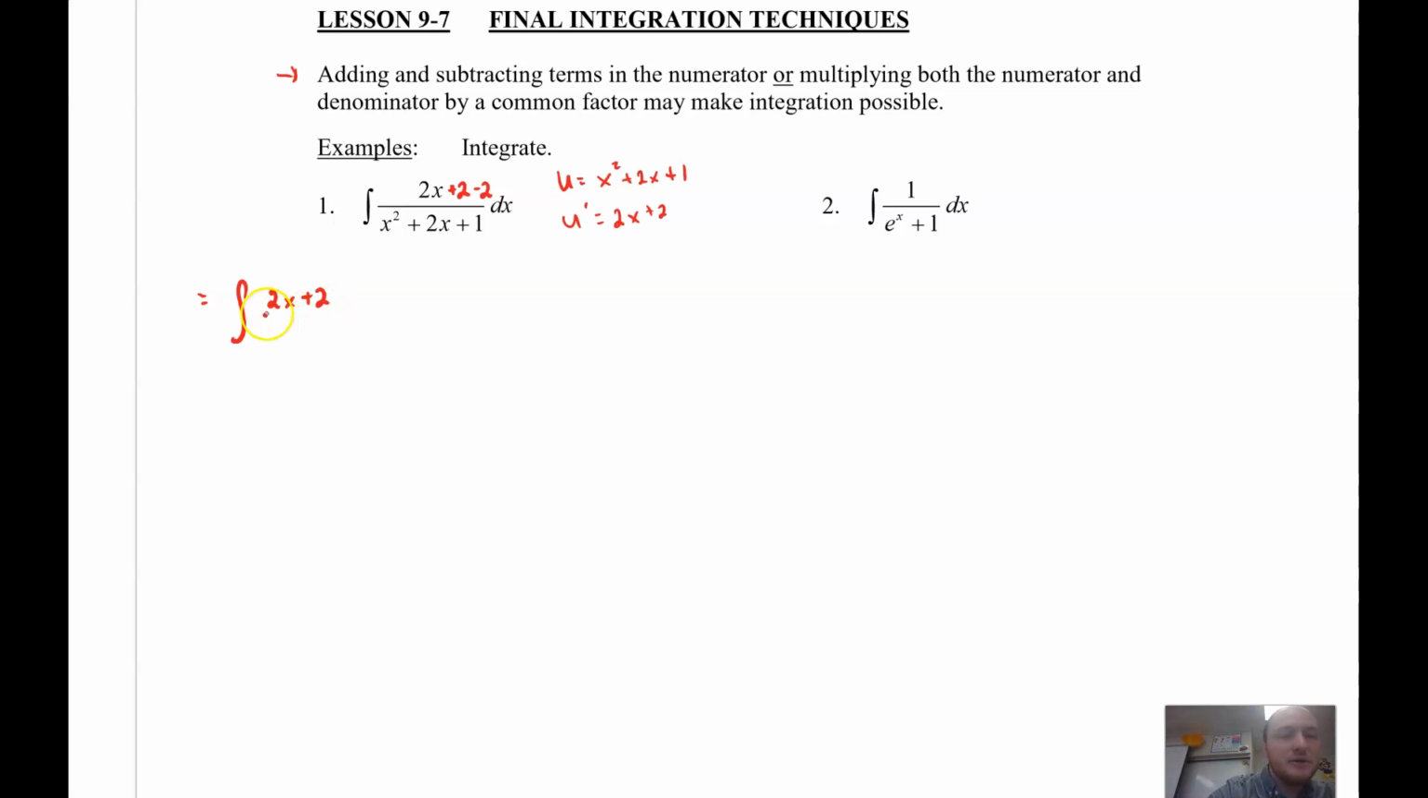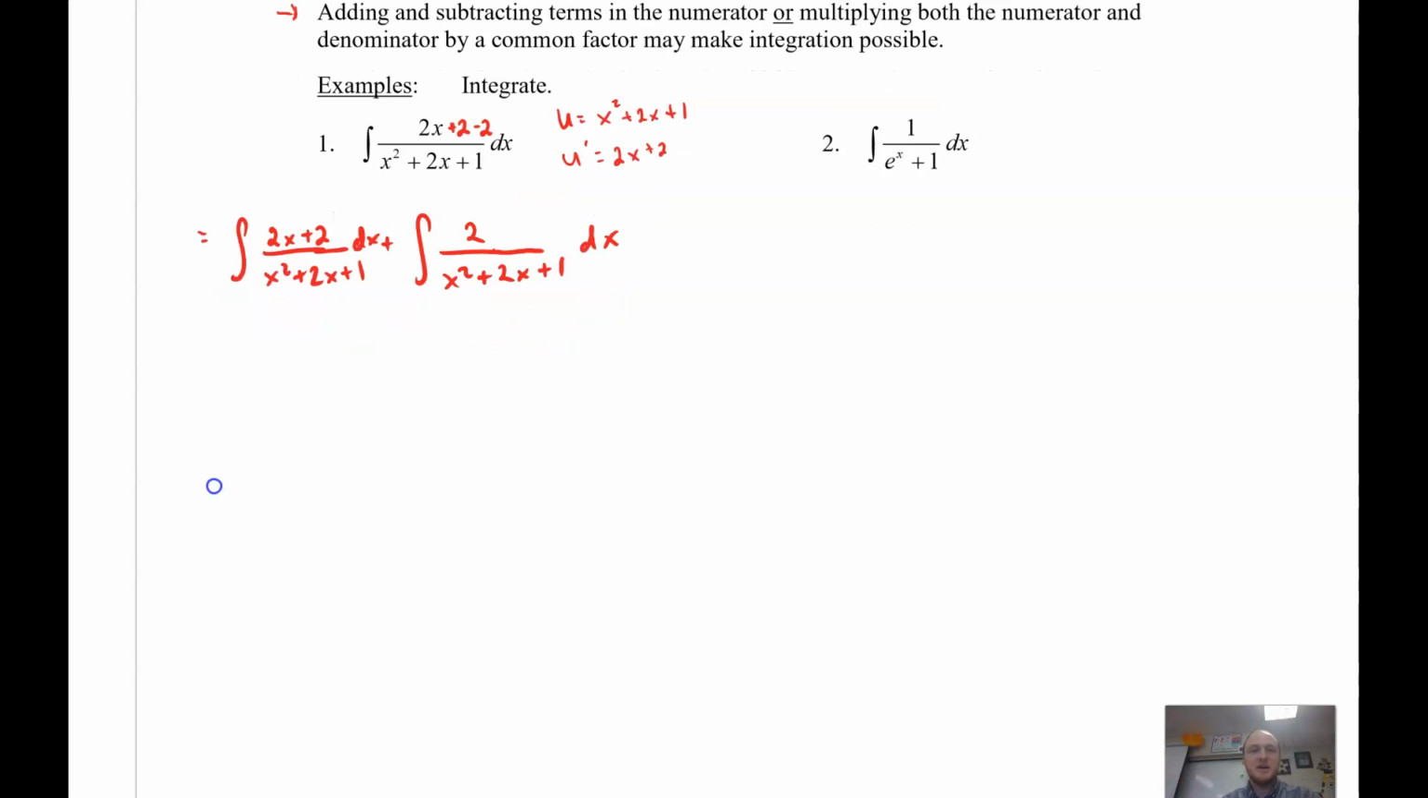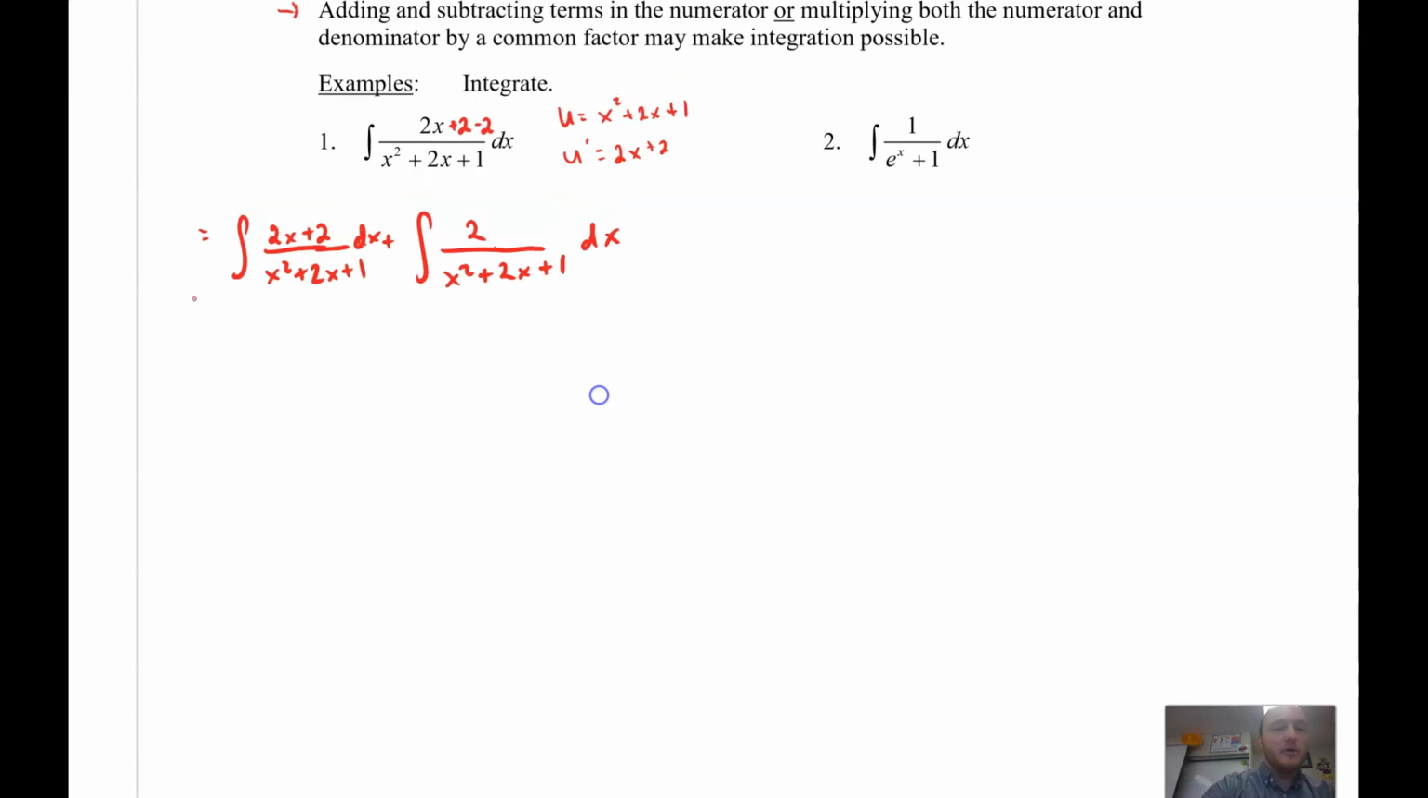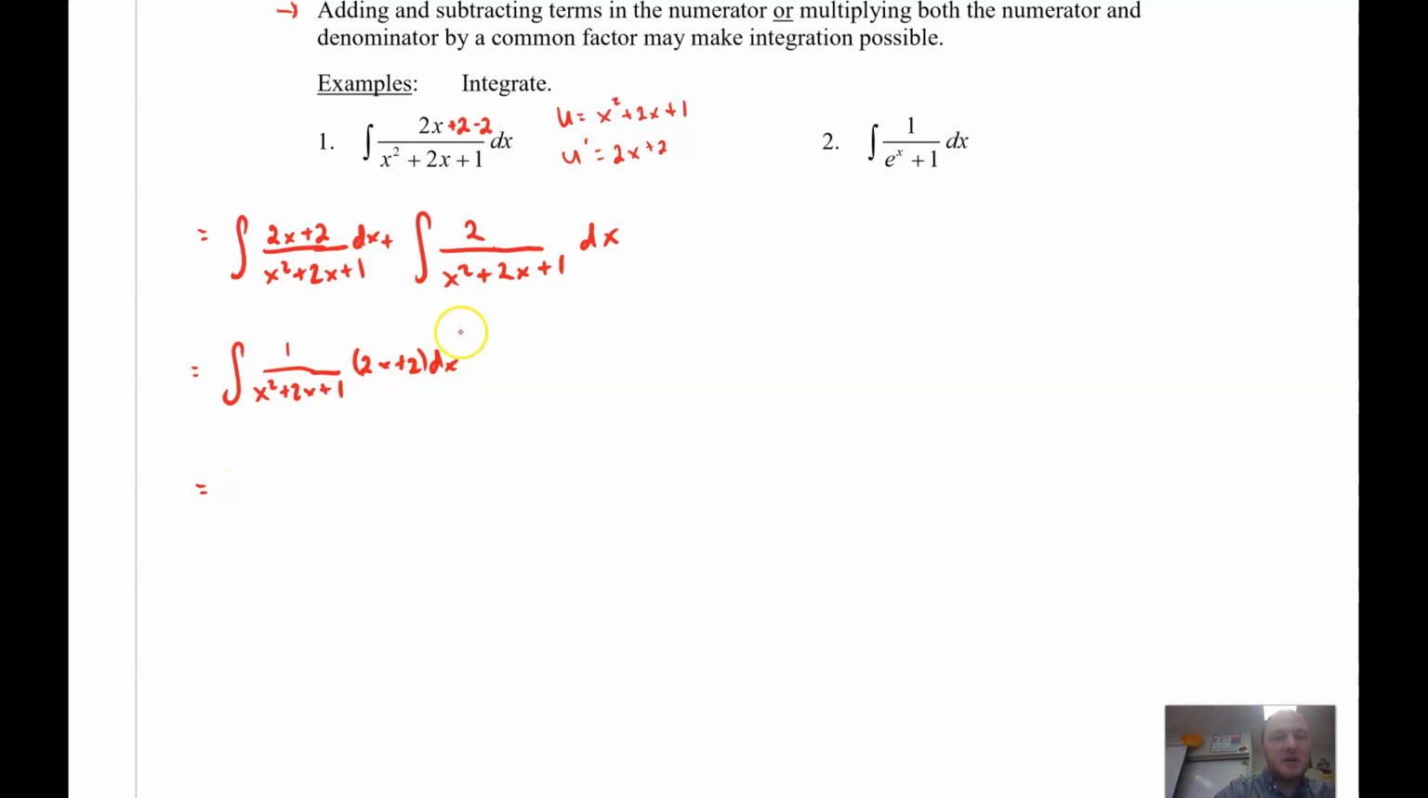I have the integral of 2x plus 2 over x squared plus 2x plus 1 dx, plus the integral of 2 over x squared plus 2x plus 1. Do you see that trickery? Now in our first integral, I can treat this as the integral of 1 over u, where u is the polynomial x squared plus 2x plus 1, and I have the hook 2x plus 2 dx, so that's going to go away, and we have the natural log of the absolute value of x squared plus 2x plus 1.